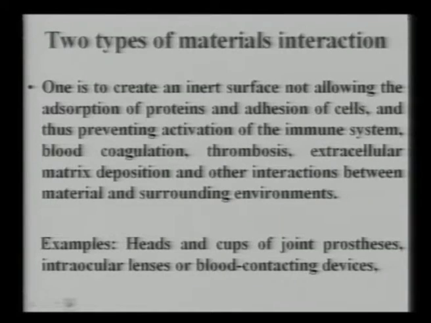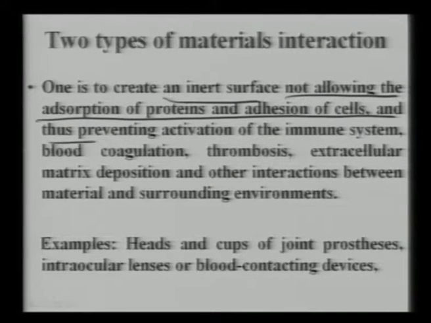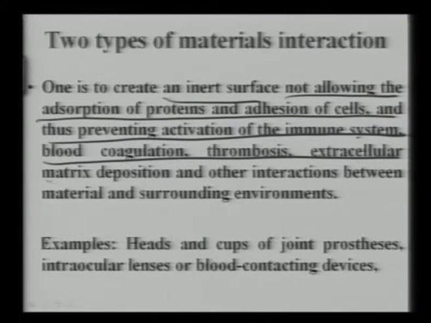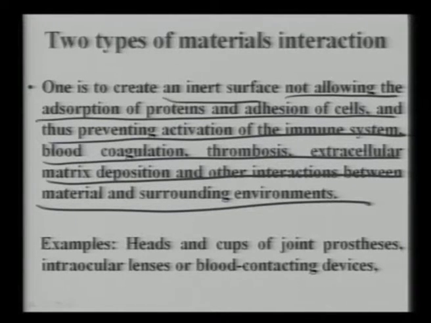Now, if I can describe this, then you will understand it much better. There are two types of materials interaction. One is to create an inert surface and not allow the absorption of proteins and adhesion of cells, and thus preventing activation of the immune system, blood coagulation, thrombosis, extracellular matrix deposition, and other interaction of the materials and the surrounding environment. So what I described, what happens from t equals 0 to t equals 3 weeks, the entire process is not facilitated by certain material.